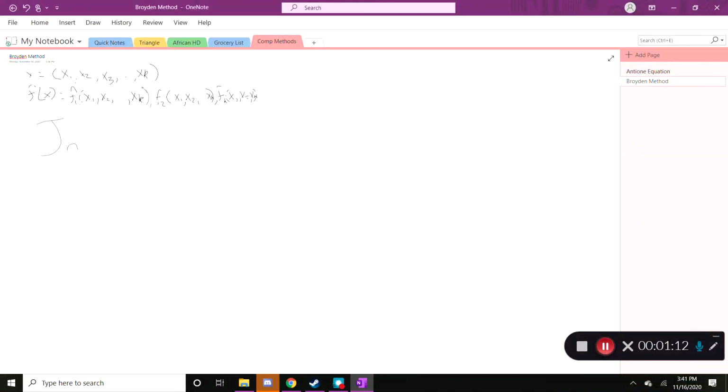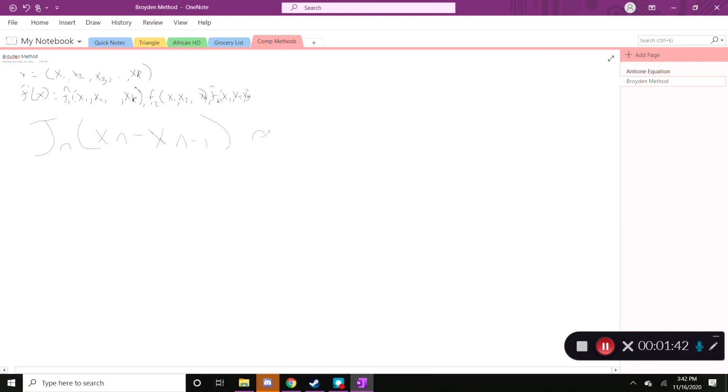Jn. So this Jn as a function of xn minus x n minus 1. This is saying that we're taking the Jacobian of the function value at whatever we want minus the one before it. So if we're at x2, this Jacobian of 2 is a function of x2 minus x2 minus 1, or simply written as 1.